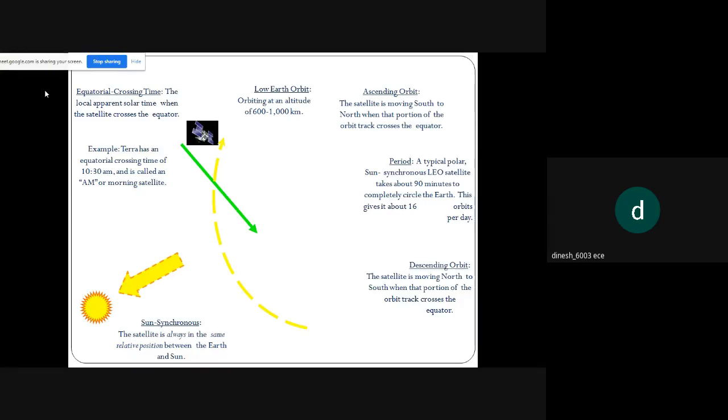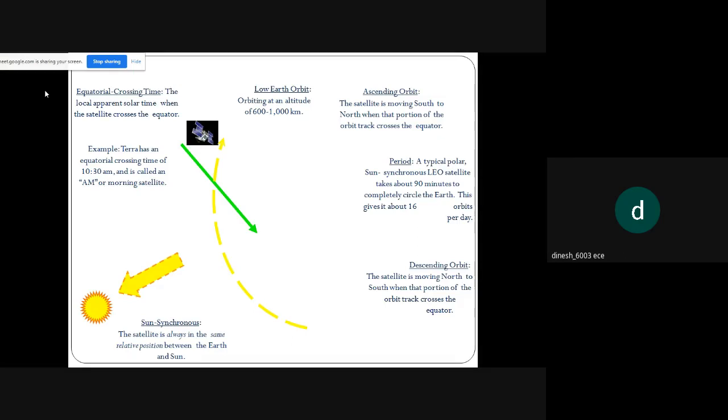Then we have the ascending orbit. The satellite is moving south to north. From south, it moves towards the north when the portion of the orbit tracks crosses the equator. So that is ascending orbit. Descending orbit is that the satellite is moving north to south when that portion of the orbit track crosses the equator.